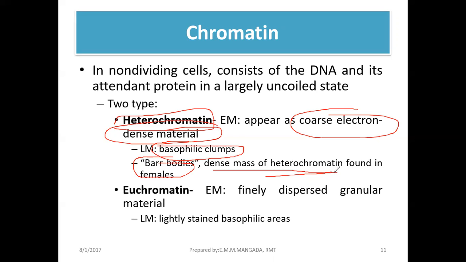Okay? So next, we have your euchromatin. Your euchromatin, as observed in electron microscope, it's finely dispersed and granular material. And dahil dispersed siya, guys, it's also basophilic pero lightly stained lang siya. Unlike, guys, dun sa ating heterochromatin, bakit? Kasi they are dense masses of your chromatin. Kaya darker kasi compact sila.